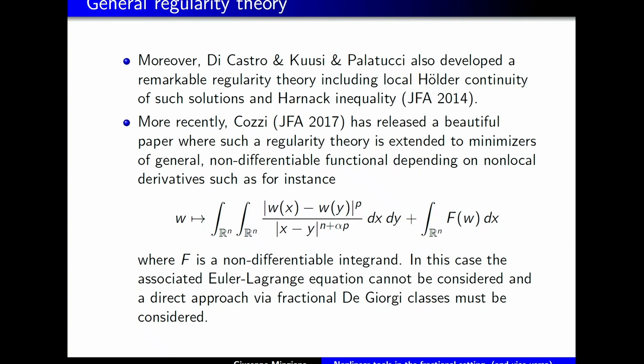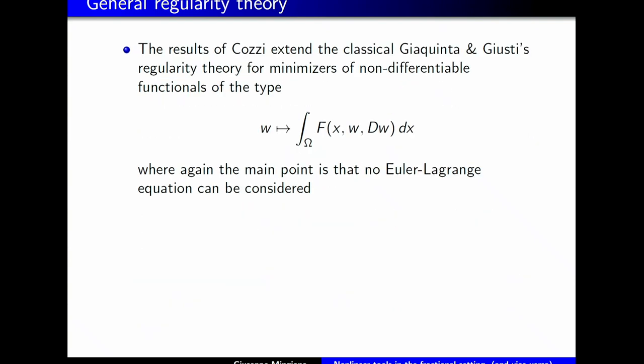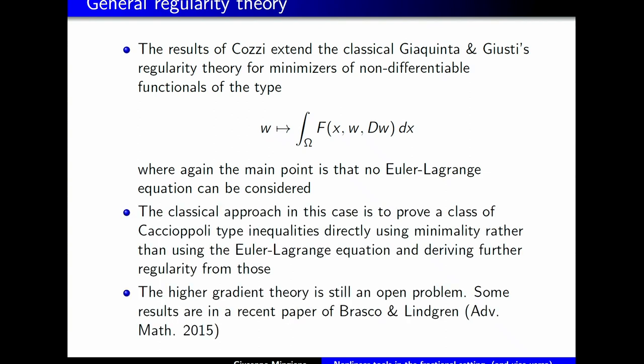In other words, from minimality, as in the classical case, it is possible to derive Caccioppoli or energy type inequalities, and from these inequalities you then get regularity. This is what Cozzi does, and this is the reproduction of the classical Giaquinta and Giusti theory of regularity, where they prove, for instance, that any minimizer of this functional with just p growth, without assuming that there is an Euler-Lagrange equation, is locally Hölder continuous, involving also Harnack inequalities. This is the classical approach, and as far as the higher gradient theory is concerned, this is very much open, because differentiating something which is already fractional turns out to be difficult. There are a few recent results by Brasco and Lindgren, but the higher order regularity is still an open issue.